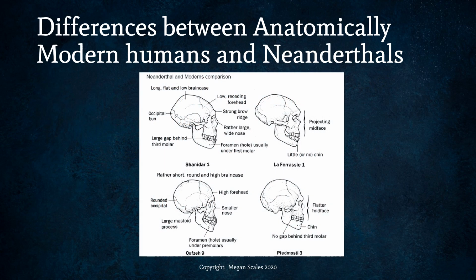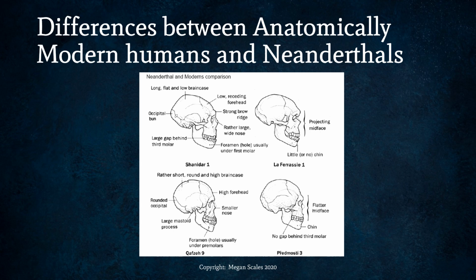Okay, so in this graph, the top two skulls are Neanderthal, and the lower two skulls are anatomically modern human. So we're seeing the Shanidar and the La Ferrassie, the two classic Neanderthal finds, and you can compare the two at the top and look at their similar features: long, low brain case, occipital bun, large, wide nose, no chin, which is an interesting thing. A large gap behind the third molar, which humans do not have. We have smaller dentition and it seems smaller jaws. And we don't have that extra space behind the third molar.